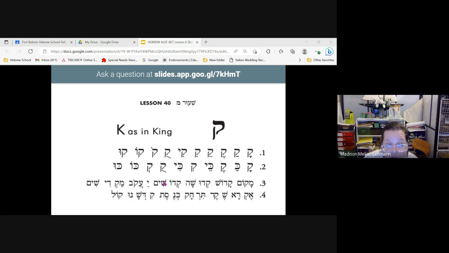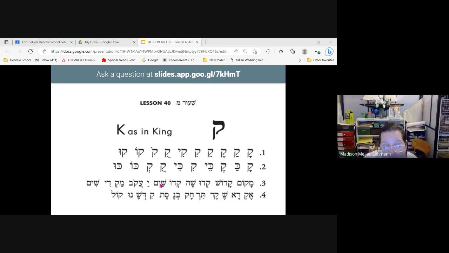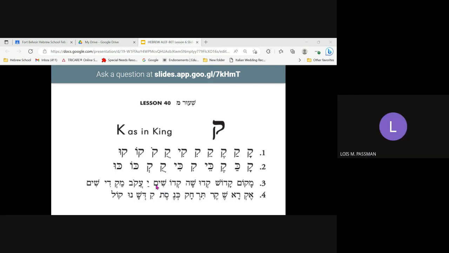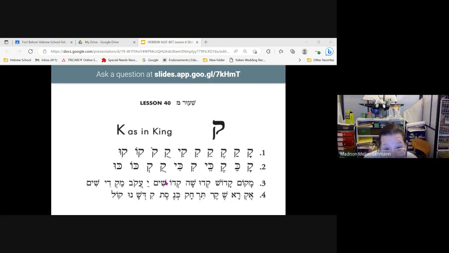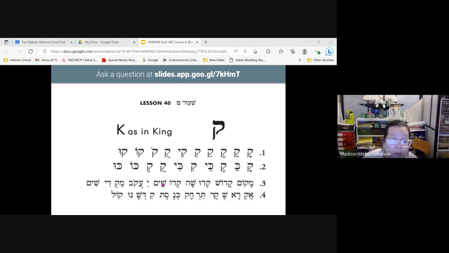So if you start with your shin letter, sheem. Yeah, you did it. Sheem, yam, show. No, remember, this is a hirik. So it's a long hirik because we have the dot and the yod. So it's just sheem.